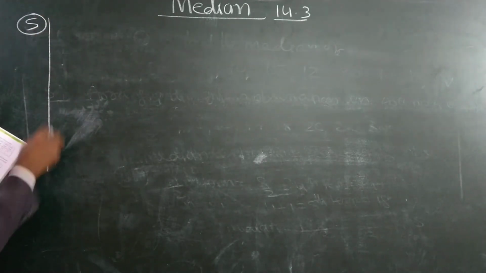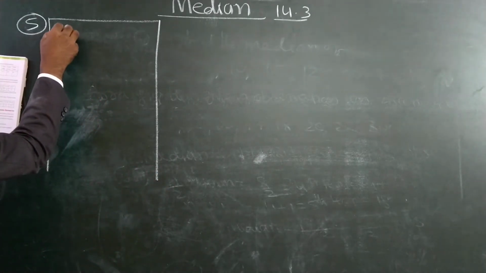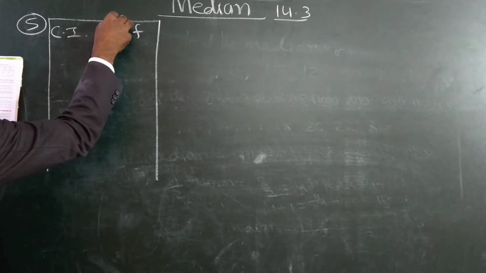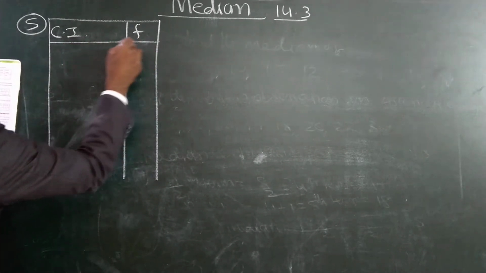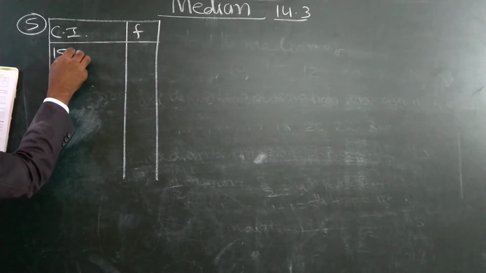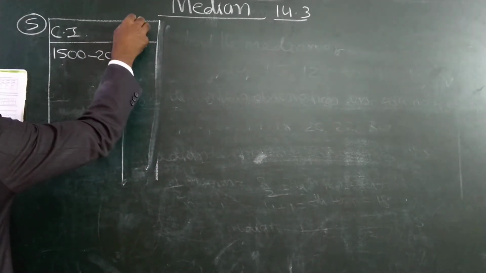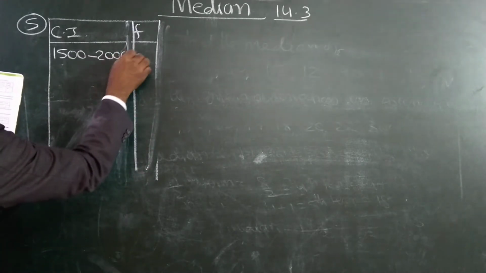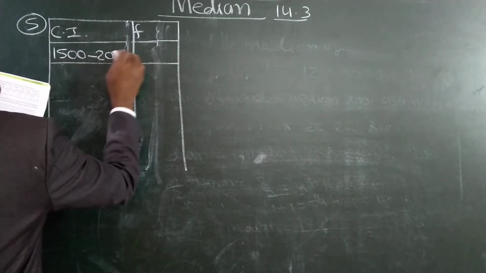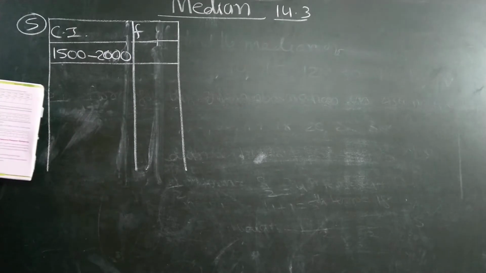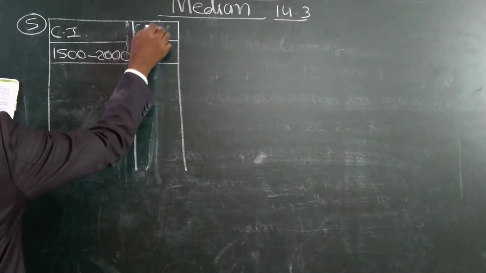All of you draw the table, a frequency table. Write class interval, frequency. Students, all of you write the fifth problem. Write down this fifth question, and I am going to explain how to find the median for the table of grouped data. 1500 to 2000, frequency is 14.